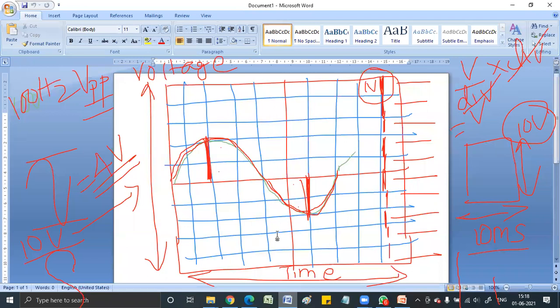Similarly, if I write here 10 millisecond as the time, the total time for the whole box is 10 millisecond, so what will the time per division be? 1 millisecond. Yes, because there are 10 divisions below, so one division is 1 millisecond.